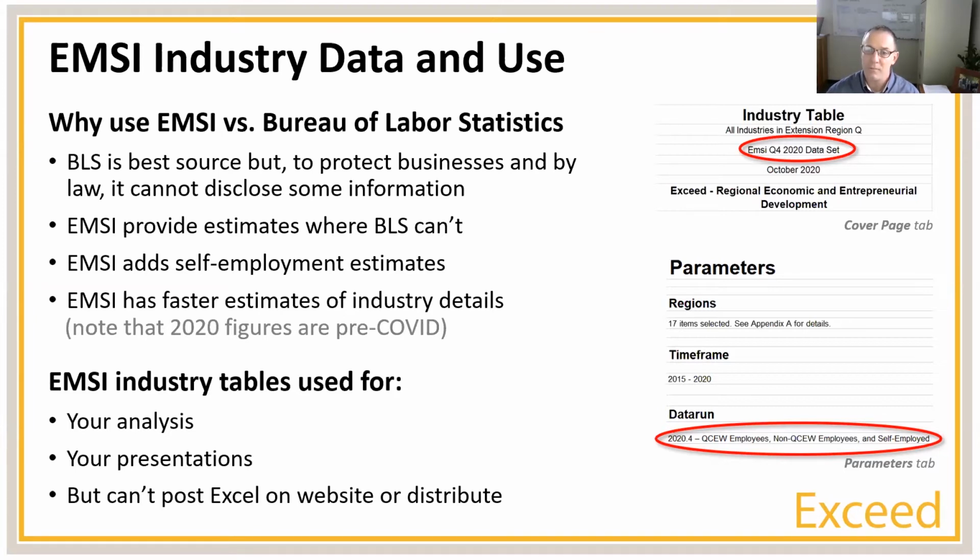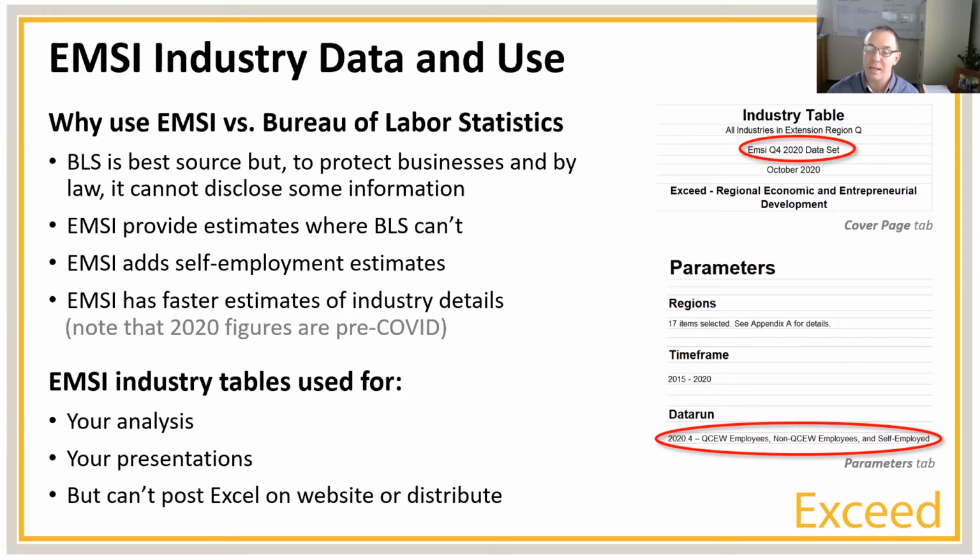Now, I gave the information to you in the Excel that has 2015 to 2020 data. But realize when that data for 2020 was cut, the Bureau of Labor Statistics had only put out 2020 first quarter information. So EMSI is using that information to benchmark and to make estimates. So really look at this stuff as pre-COVID numbers. In the coming months and quarters, they'll be updated to more information.